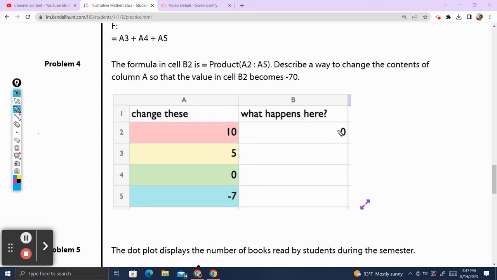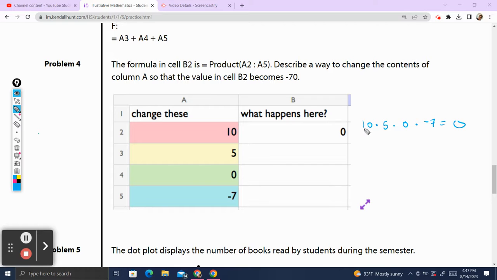So let's think about a formula right now. Our formula is 10 times 5 times 0 times negative 7, which is equal to 0. And we know that's true because we've got a 0 over there. Whenever you have 0 in multiplication, it makes 0 for everything. We now need to change the contents.